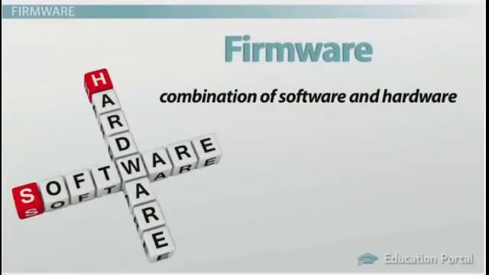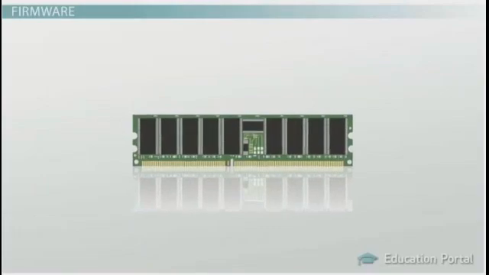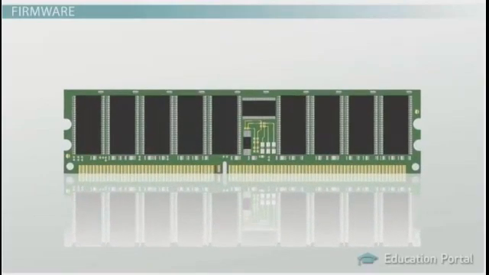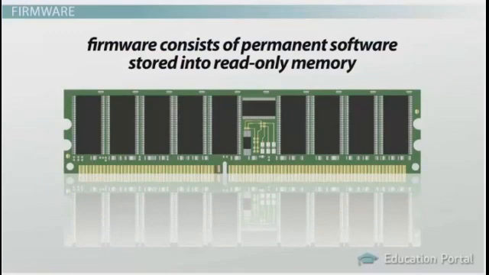Firmware is a combination of software and hardware. It includes the instructions to control hardware, which is just like software. It also includes hardware in the form of the actual memory chip where the instructions are stored. Technically, firmware consists of permanent software stored into read-only memory.